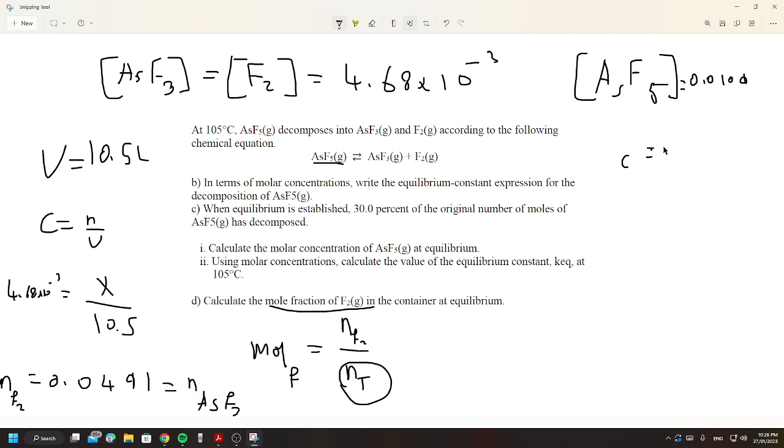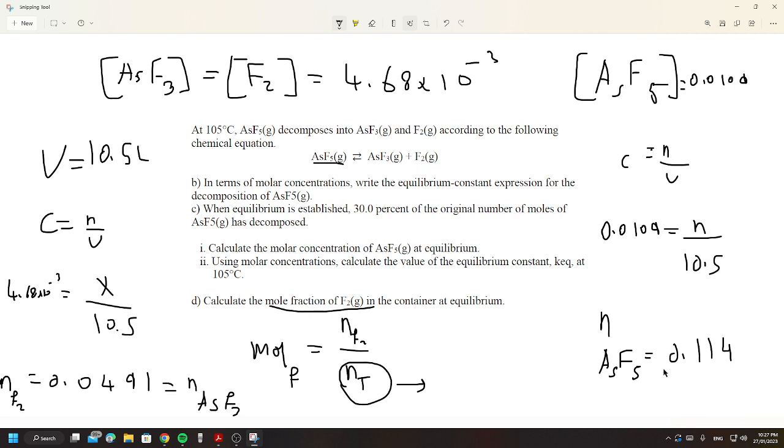Concentration is equal to number of moles over volume, so the number of moles equals concentration times volume, which is 10.5. N of AsF5 is equal to 0.0109 times 10.5, and I got it to be, to three significant figures, 0.114.